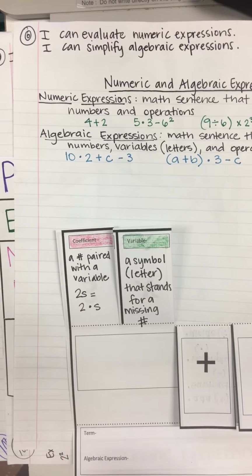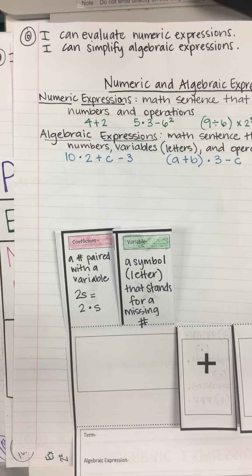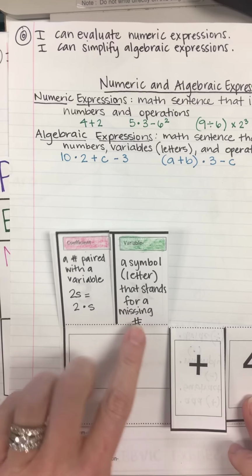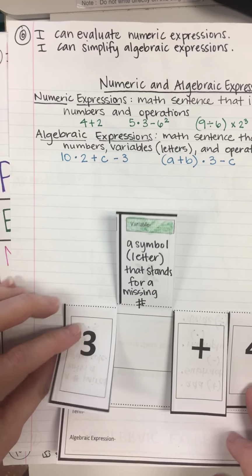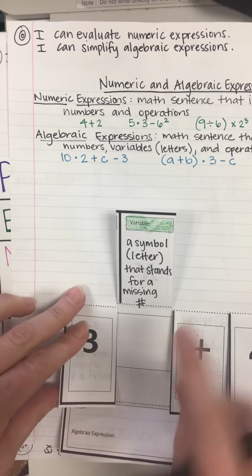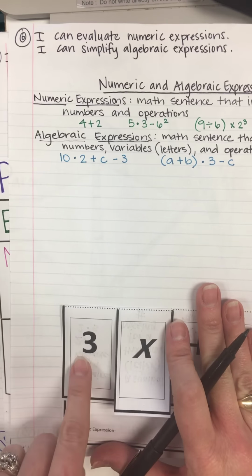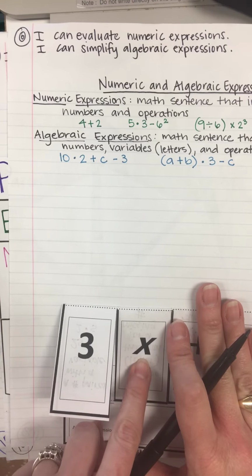In this case, we're using an x for that variable because we aren't sure what x is, but we're going to talk later in our unit about how to figure that out. So this is what we've got so far. A coefficient is the number that is attached to a variable. That means multiply. So this would mean 3 times whatever x is.